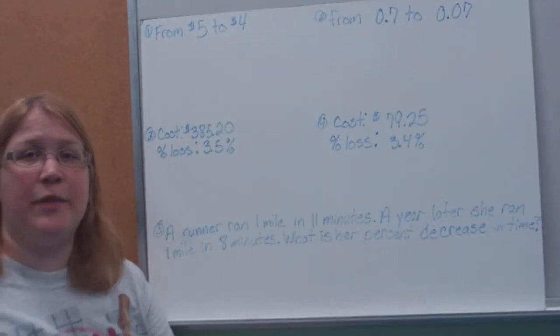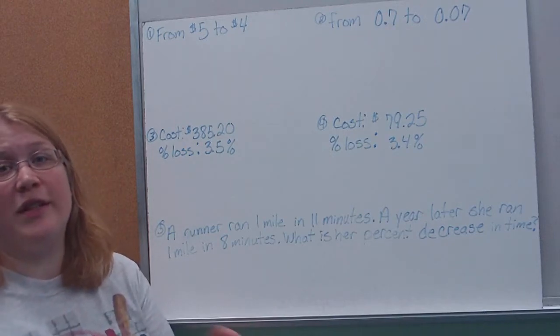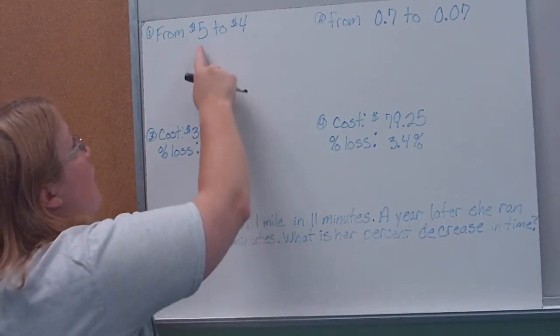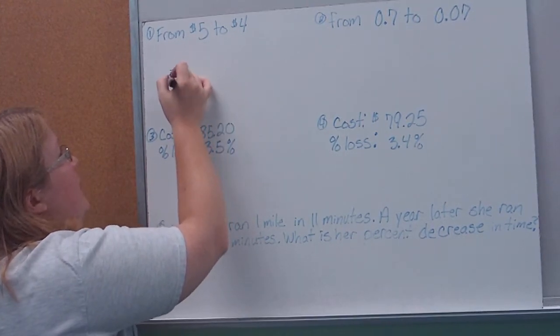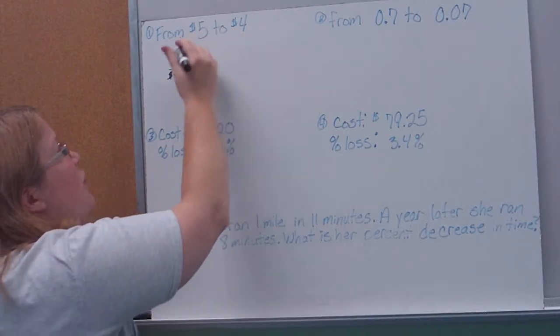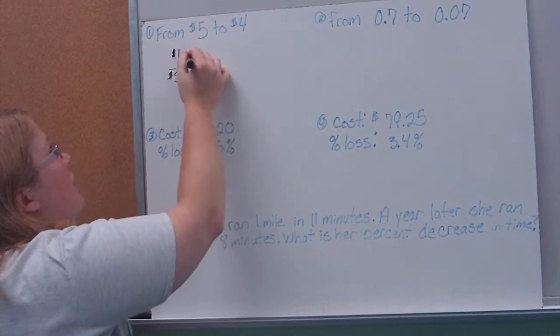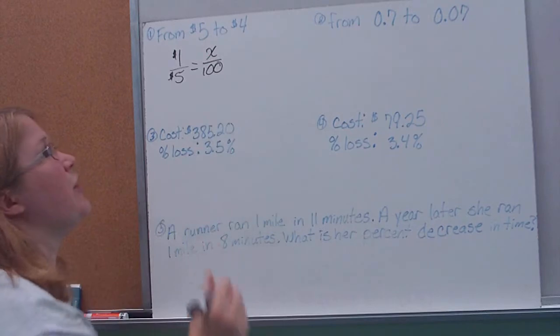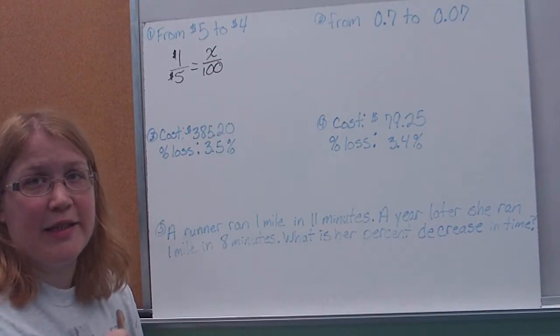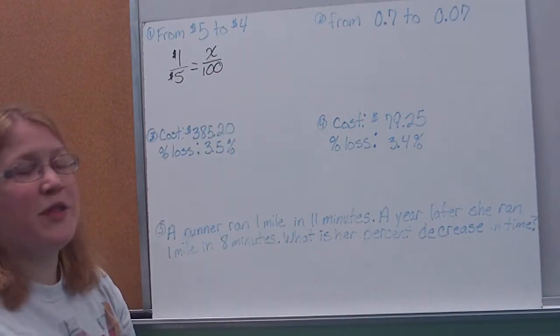So again, this looks very similar to the ones yesterday, except now we're decreasing instead of increasing. So if you look at the first number that they give me is my original price. I went from 5 to 4, so that's a $1 difference. And I'm solving for my percent. I don't know what the percent decrease is. So the first two I'm solving for the percent decrease.